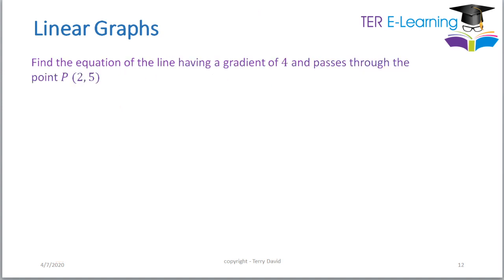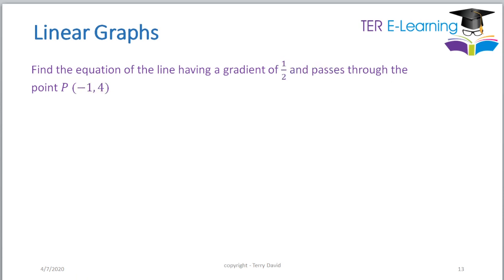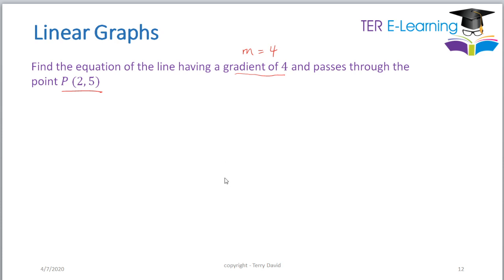All right, so this is another type of question they can ask us, in which case they haven't given us a graph, and they asked us, find the equation of the line that has a gradient of 4. So the gradient of the line is 4, therefore m is 4. And it passes through the point P, which is 2, 5. So I have the gradient, and I also have where the graph passes through, right?